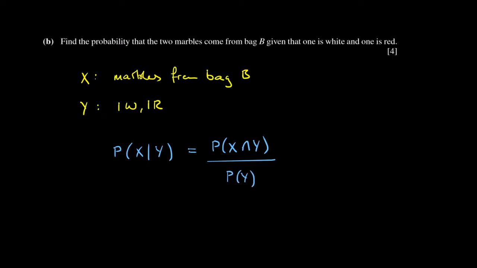So what do we need to do? Basically, we need to find this probability, right? The probability that the marbles come from bag B and one is white and one is red.